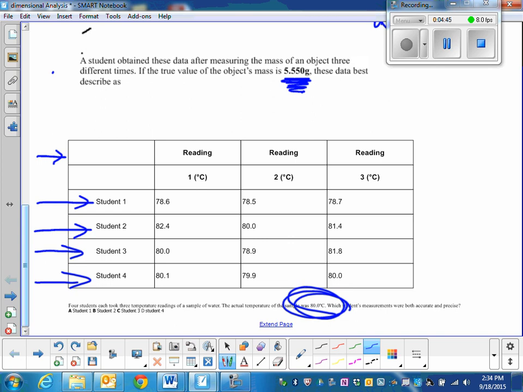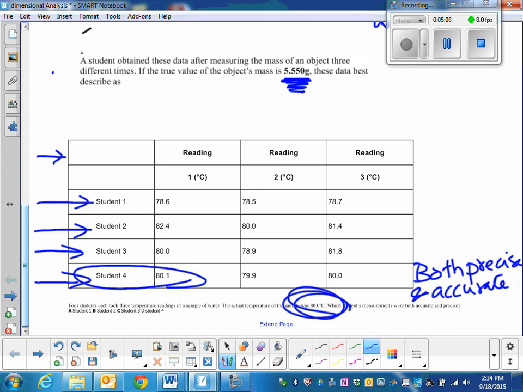Student 1's three trials. This is student 2's. This is student 3. This is student 4. Student 4 is both precise and accurate. So do you get the idea of what is precision and accuracy? Will you be able to answer such questions? So that's what we're doing on the back of this. Are we good?